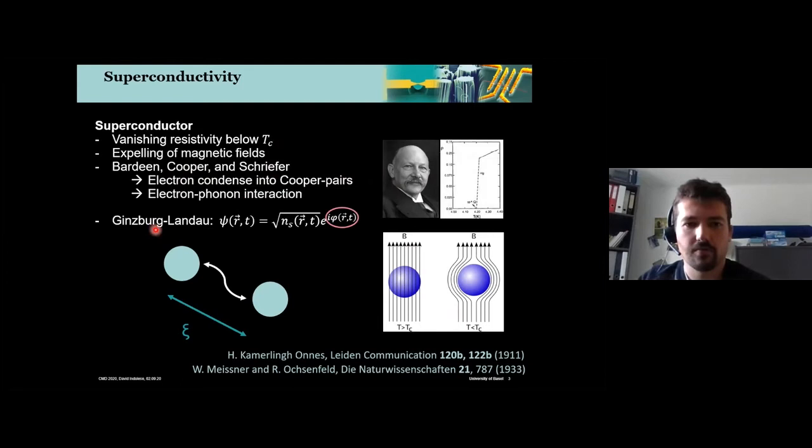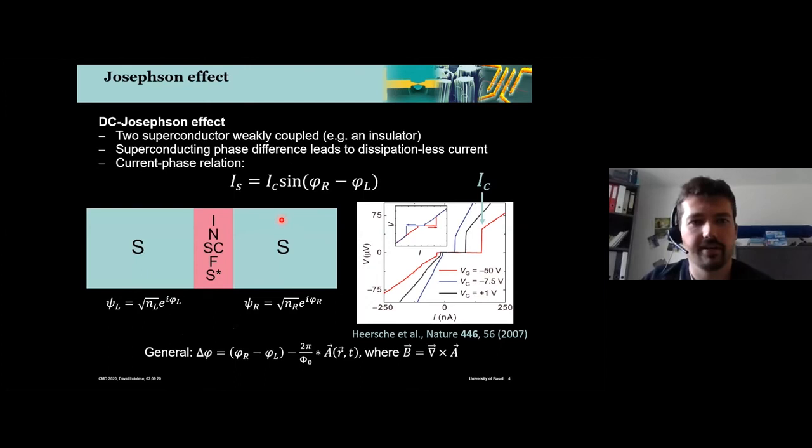And Ginzburg and Landau found phenomenologically a wave function to describe the state, which is given by the density of the Cooper pairs times a phase factor, which is the macroscopic phase describing this state. And this phase will be now in the following an important quantity to describe the interference effect of the SQUID. So before we go to the SQUID geometry directly, I just want to say some words on the Josephson effect, because this is a main building block of the device.